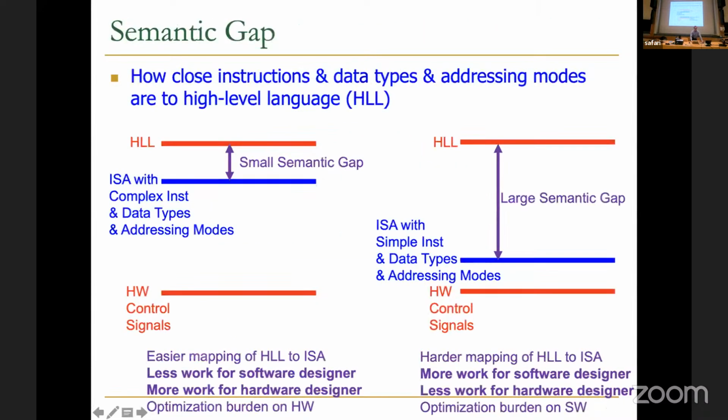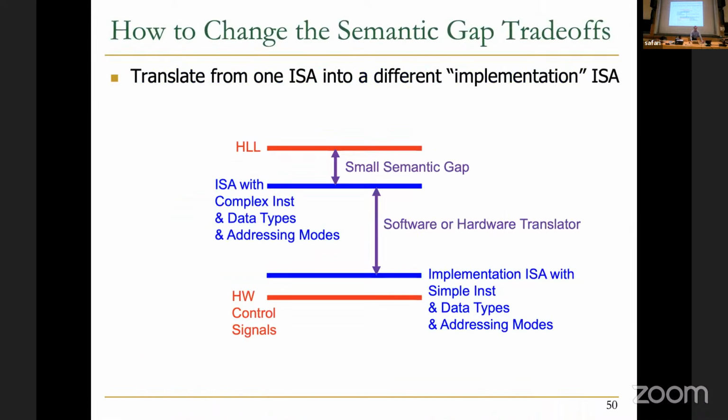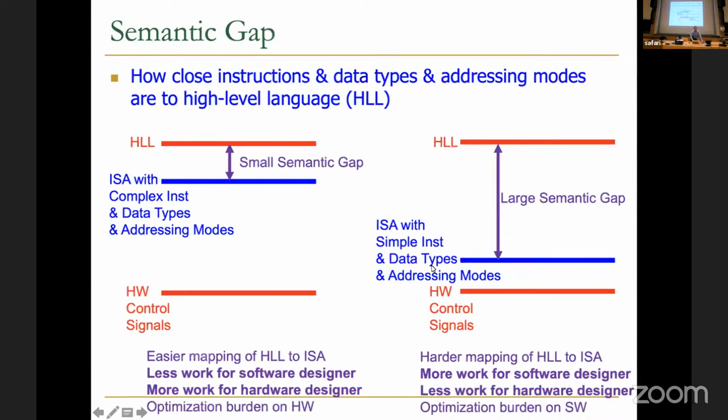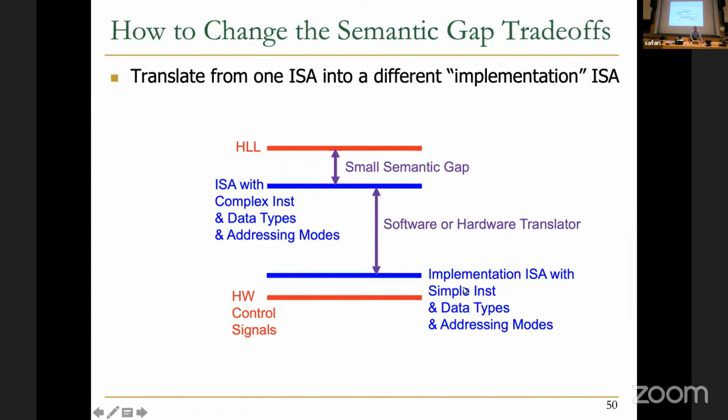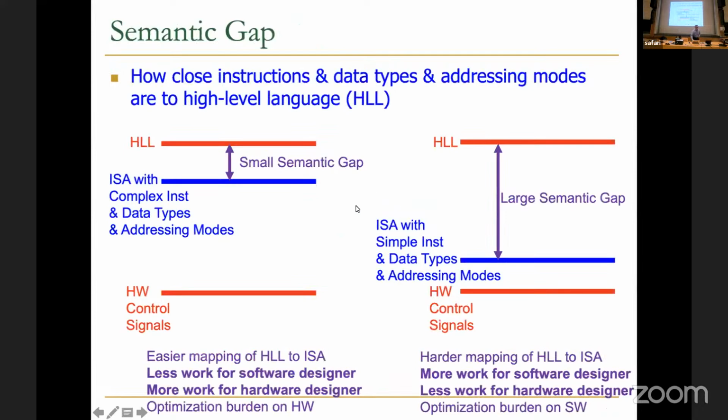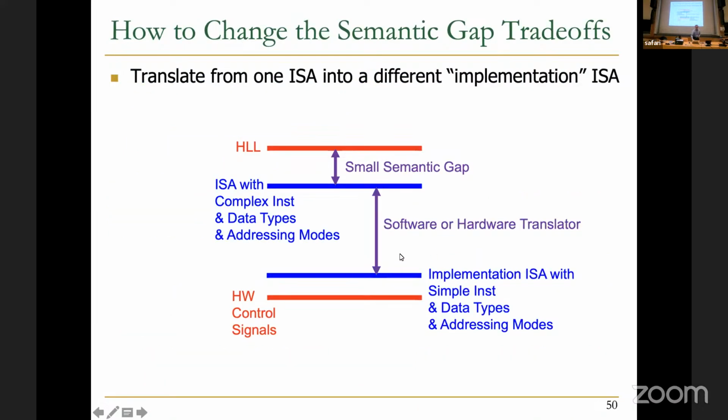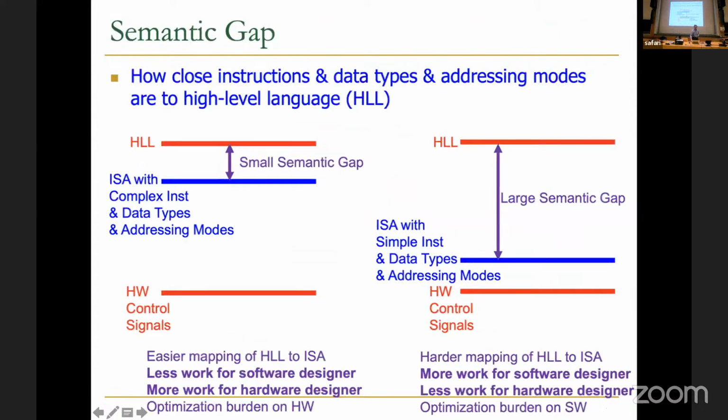I'm not going to tell anyone about it. Use a software or hardware translator and have an implementation ISA with simple instructions, simple data types, and simple addressing modes. Most complex ISAs are implemented this way today, actually. To make the hardware design simpler, there is either a software or hardware translation mechanism that's not visible to the programmer. It's purely microarchitectural that does this translation.